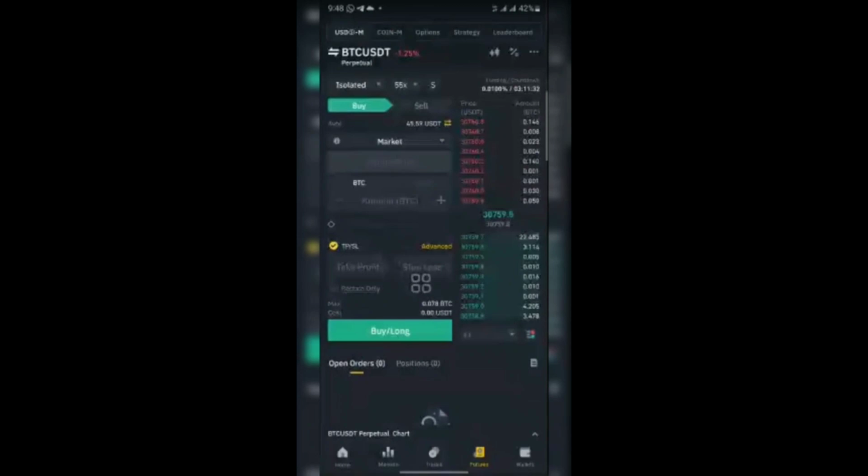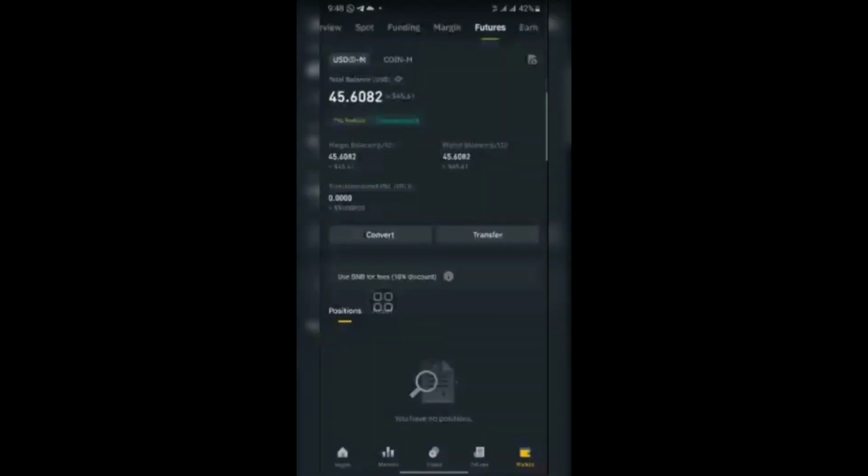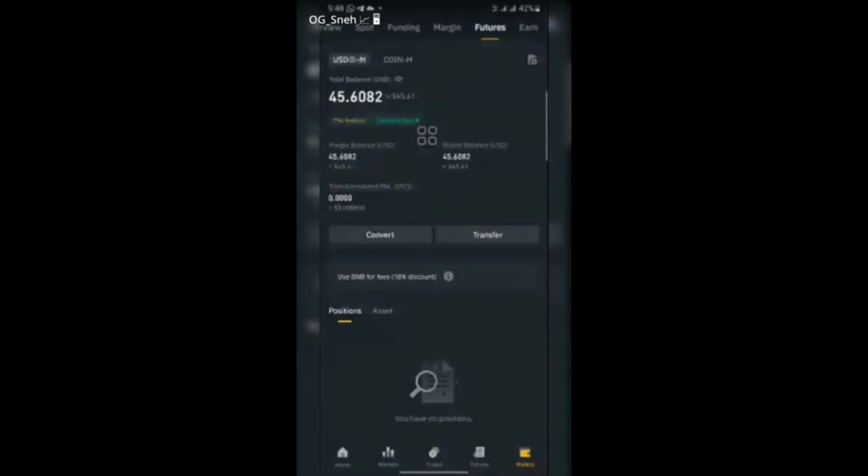So you come back to home, you click on wallet, then come to features. Can you see this is the overview? This is the total amount of money I have here, 45.60. I have one winning day. Today is the 3rd, 3 days, but I have just one winning day.